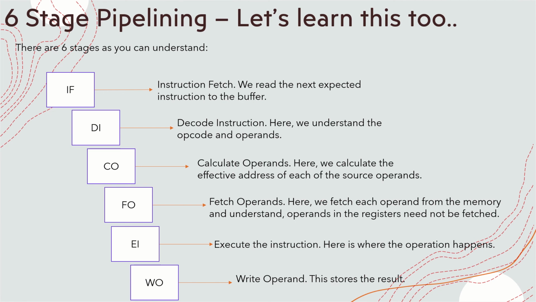Instruction fetch, the instruction will be acquired, fetched. Decode instruction: here we understand what that instruction is, which means we are going to read and understand what exactly the opcode is, what exactly the operand is. Now we need to calculate operands. We need to calculate the effective address, the address of the source operands. Then fetch operands. When they are in the registers, no problem. If they are in the memory location, we have got to fetch them. EI is execute the instruction and that is where the execution begins. And finally, we write it back.